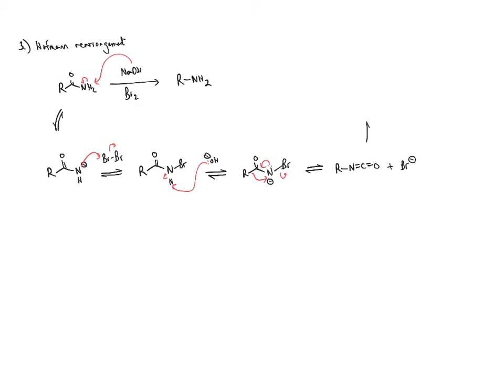Now it's at this point where you still have hydroxide in your reaction mixture, so hydroxide can come along and attack the carbonyl carbon. Okay, so we have this type of species. This can undergo a deprotonation, and that's going to give you the NH, C double bond OH.